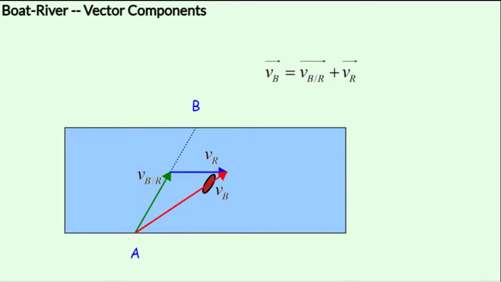We now have a vector representation of a boat desiring to travel from A to B across the banks of a river with a current flowing to the right, and the boat ends up at C. The vector VB, which represents the velocity of the boat with respect to the ground, is the velocity of the boat with respect to the river plus the velocity of the river current, and this is a vector addition. We wish to resolve this resultant vector VB in terms of its x and y components.